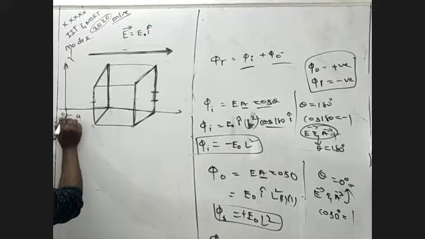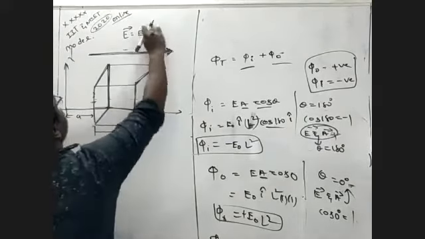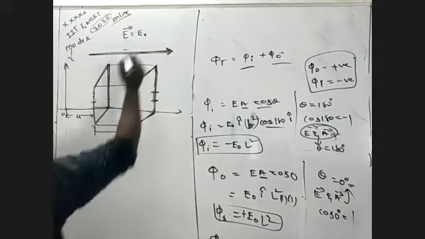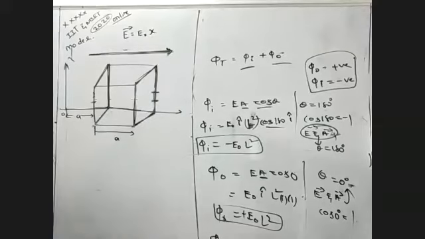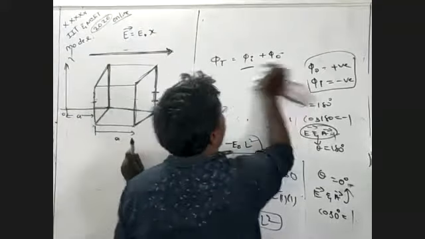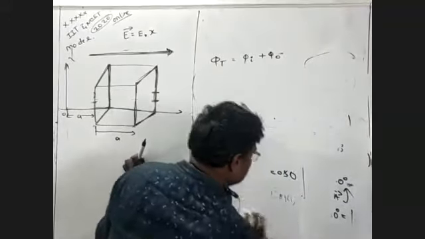This is from series A, where the electric field is in the direction E naught X. We are going to calculate the total flux. You can take it directly.